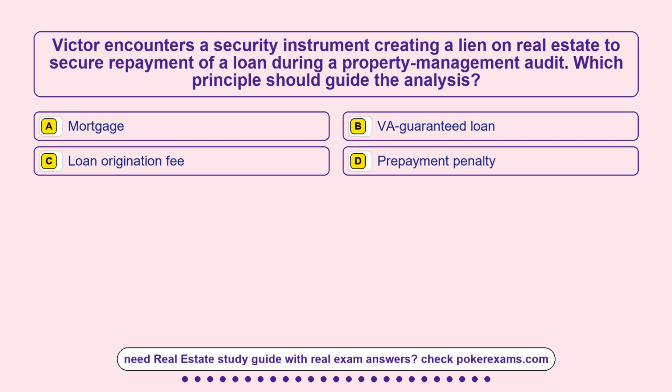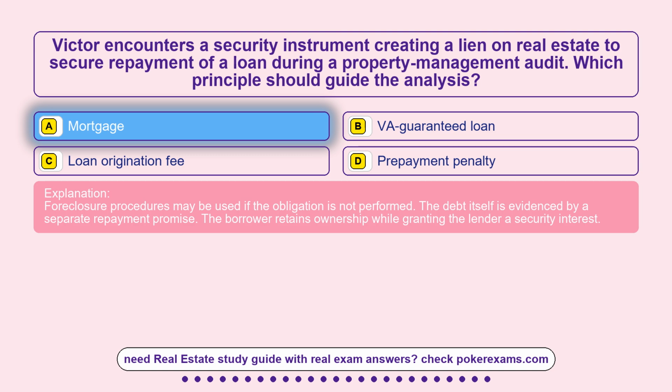Question 10. Victor encounters a security instrument creating a lien on real estate to secure repayment of a loan during a property-management audit. Which principle should guide the analysis? Option A, mortgage. Option B, a VA-guaranteed loan. Option C, loan origination fee. Option D, prepayment penalty. The correct answer is option A, mortgage. Foreclosure procedures may be used if the obligation is not performed. The debt itself is evidenced by a separate repayment promise. The borrower retains ownership while granting the lender a security interest.